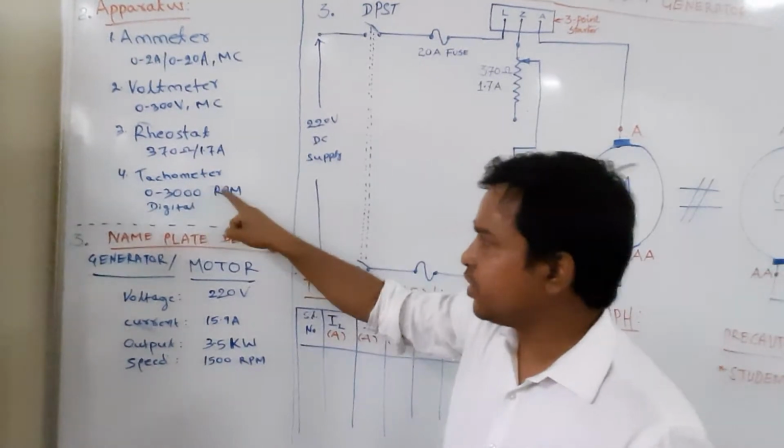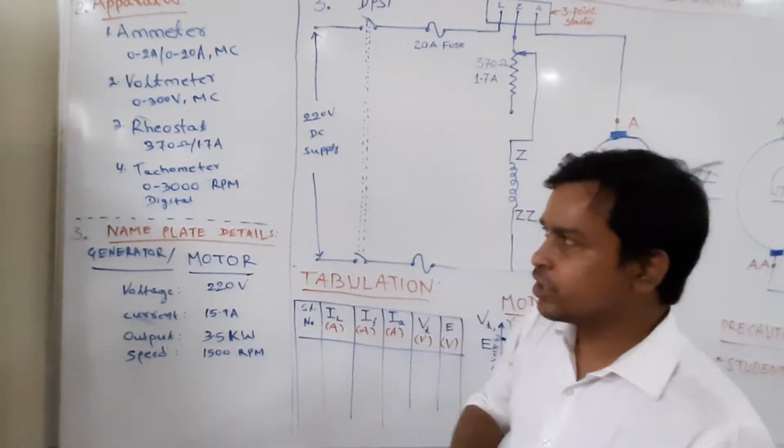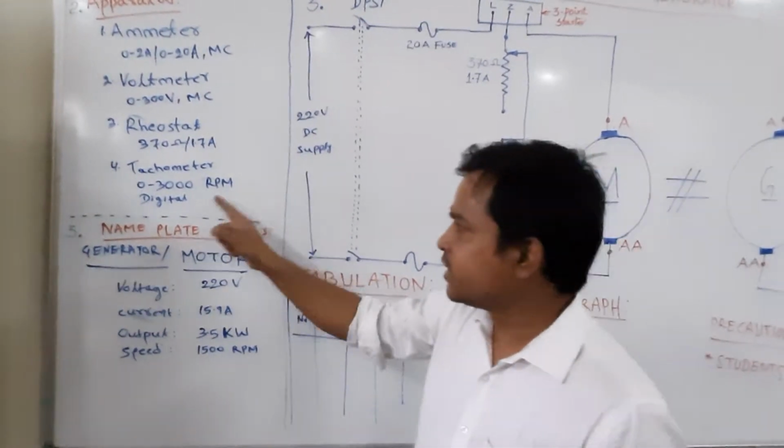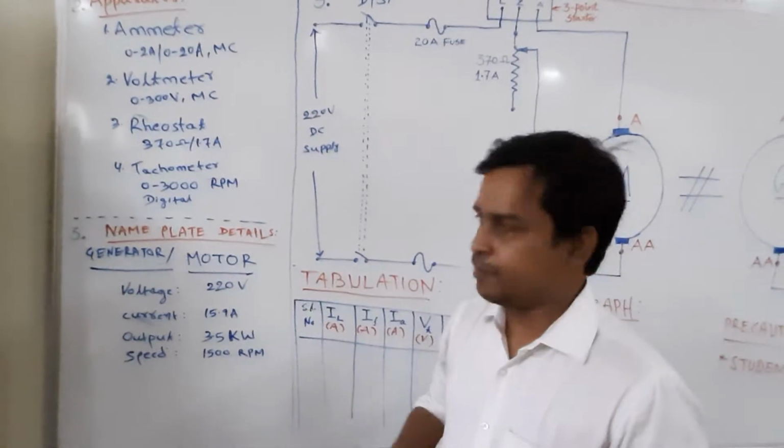Now this tachometer, it is a digital tachometer, we use it to measure the speed of the motor, and its rating is 0 to 3000 rpm. It means it can measure a maximum of 3000 rpm.